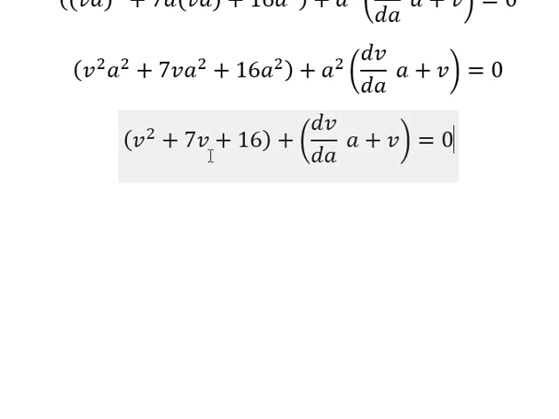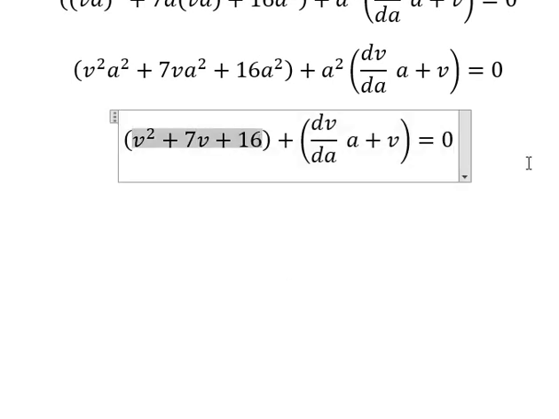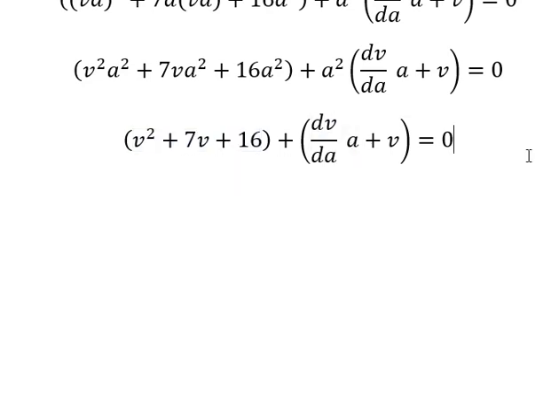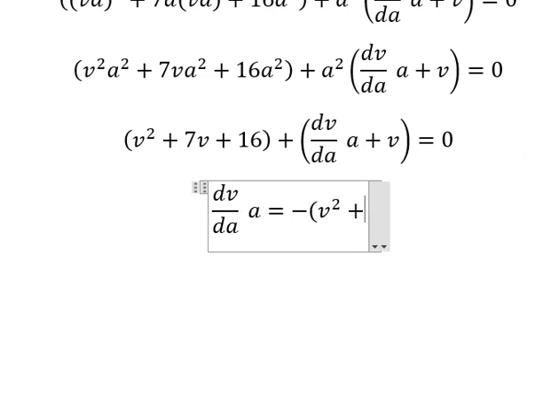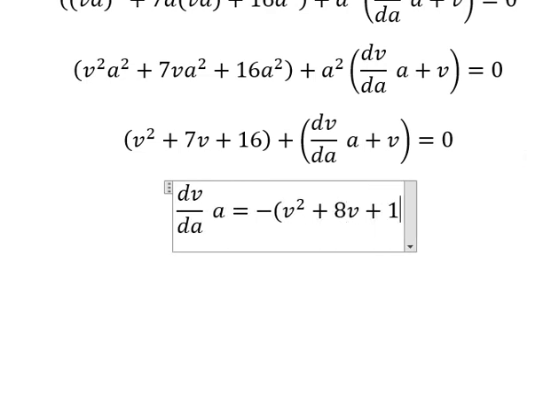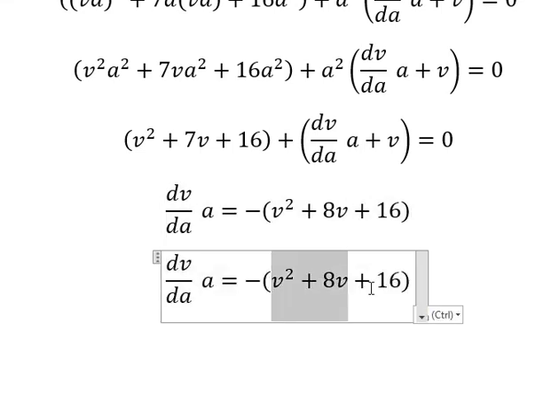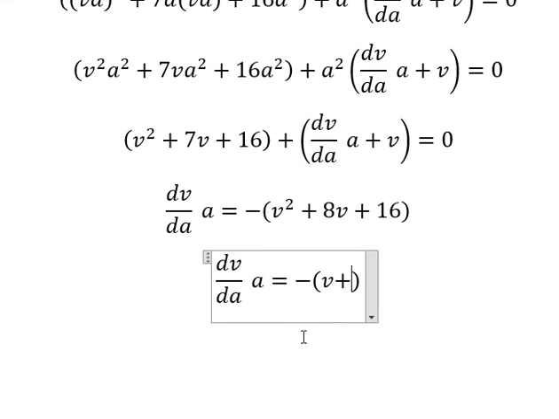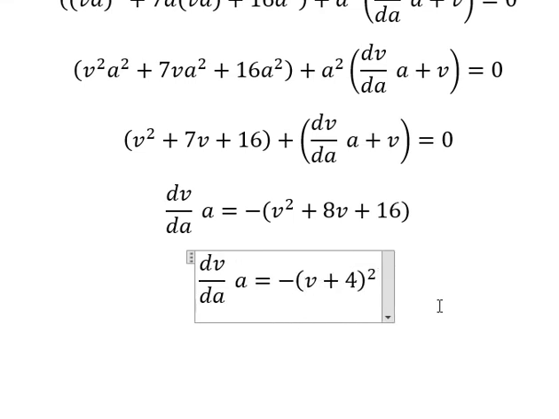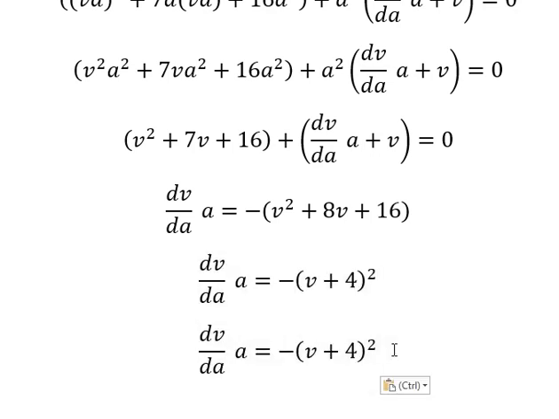Next, so I will put this one to the left. v with v we have a v, so we just have like this. So we know that this one is about identities. We can put into v plus 4 to the power of 2. So I will put this one to the left, da and a go to the right.